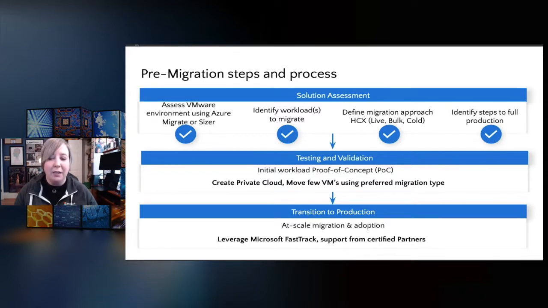You'll create the private cloud, move a few VMs using your preferred migration type, and hope to encounter no issues, as you will have worked very closely with Microsoft throughout the whole process. Once the POC is over, there's the transition to production phase where you perform the at-scale migration and adoption of the AVS platform. We offer up Microsoft Fast Track as an option if there is a need to help scaling what that environment would look like. You could also obtain support from certified partners in Microsoft's partner ecosystem to help as well.